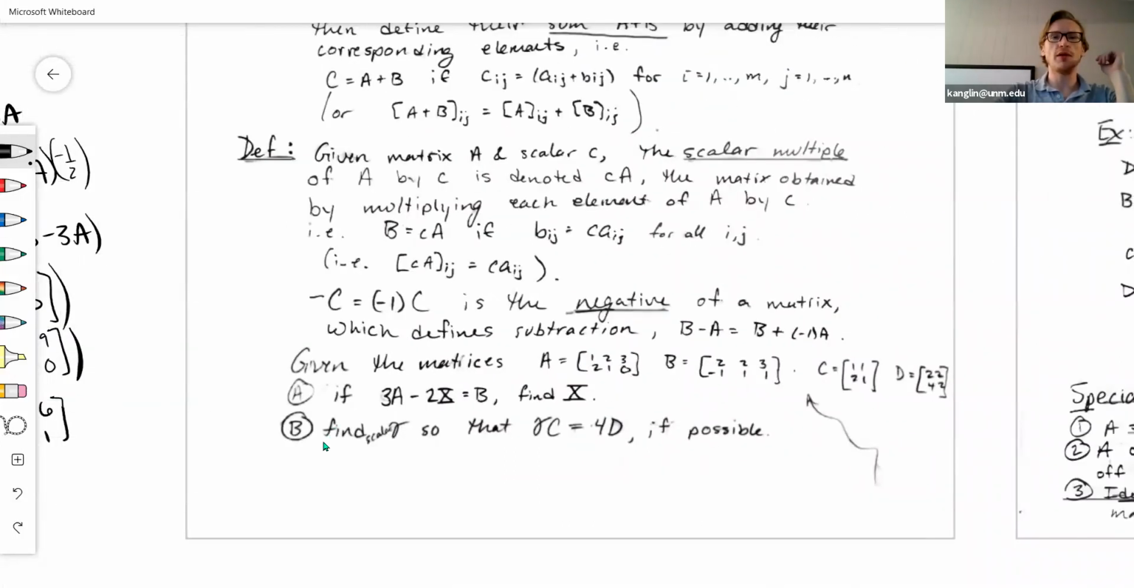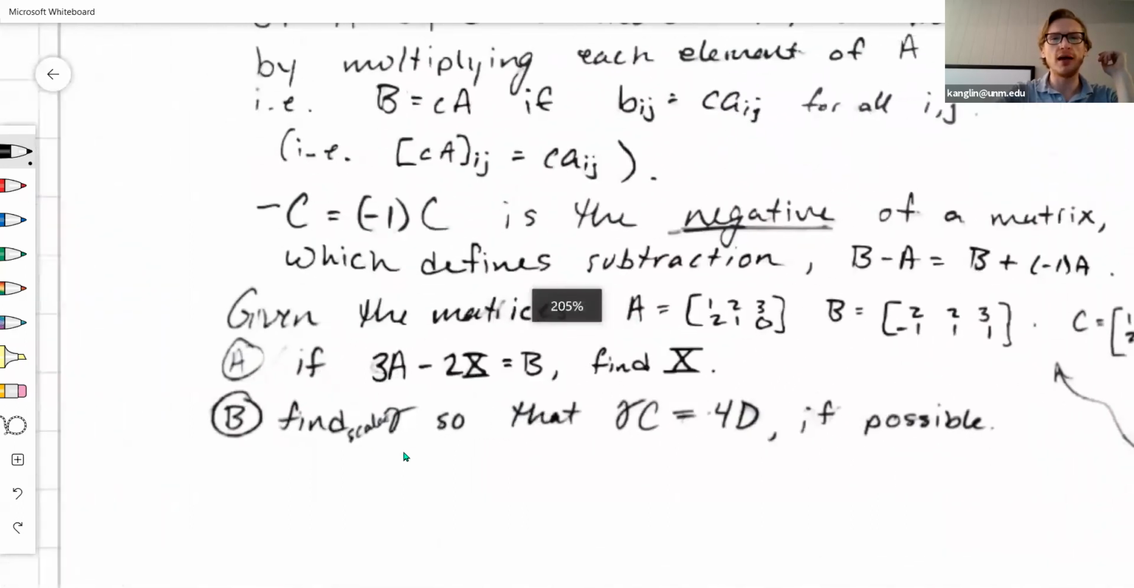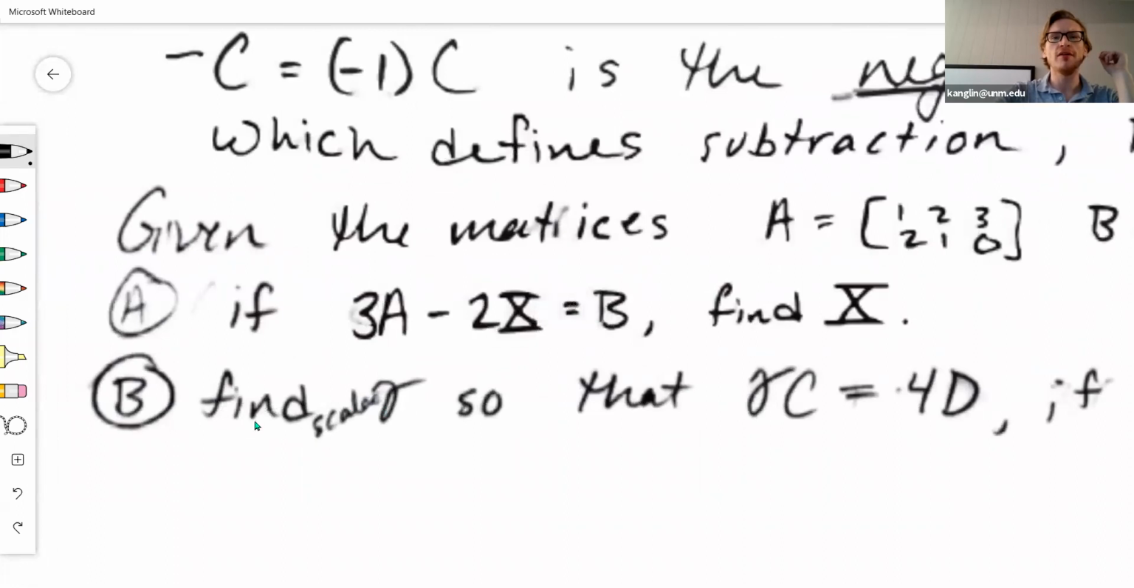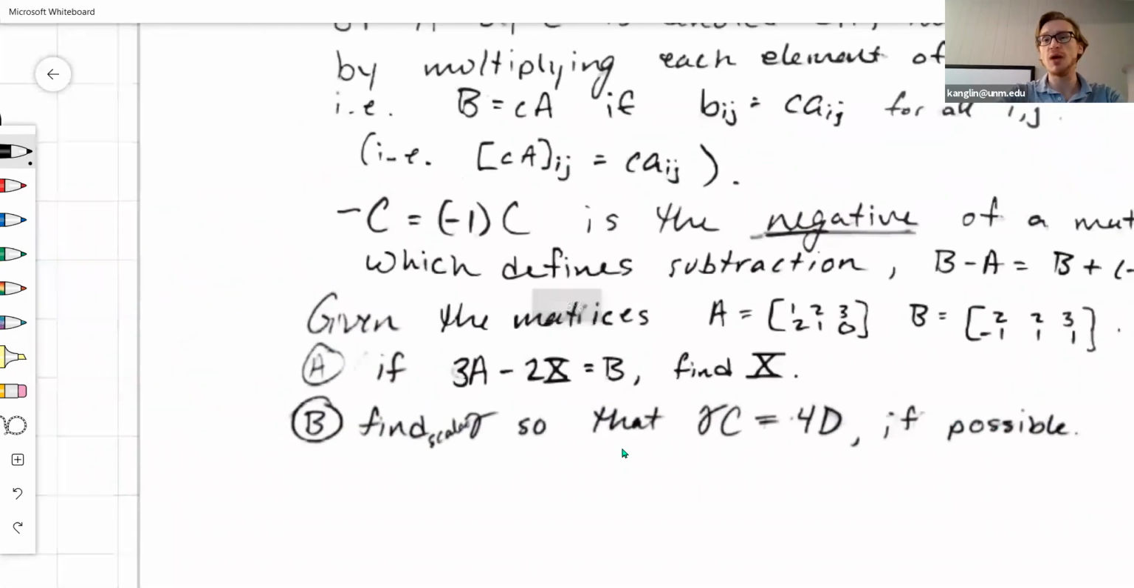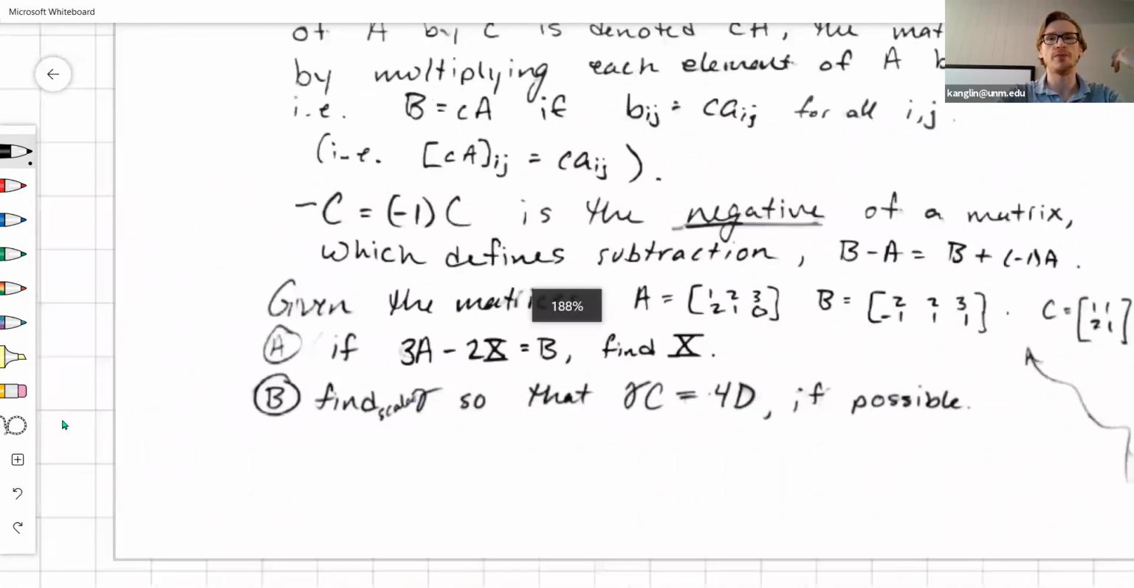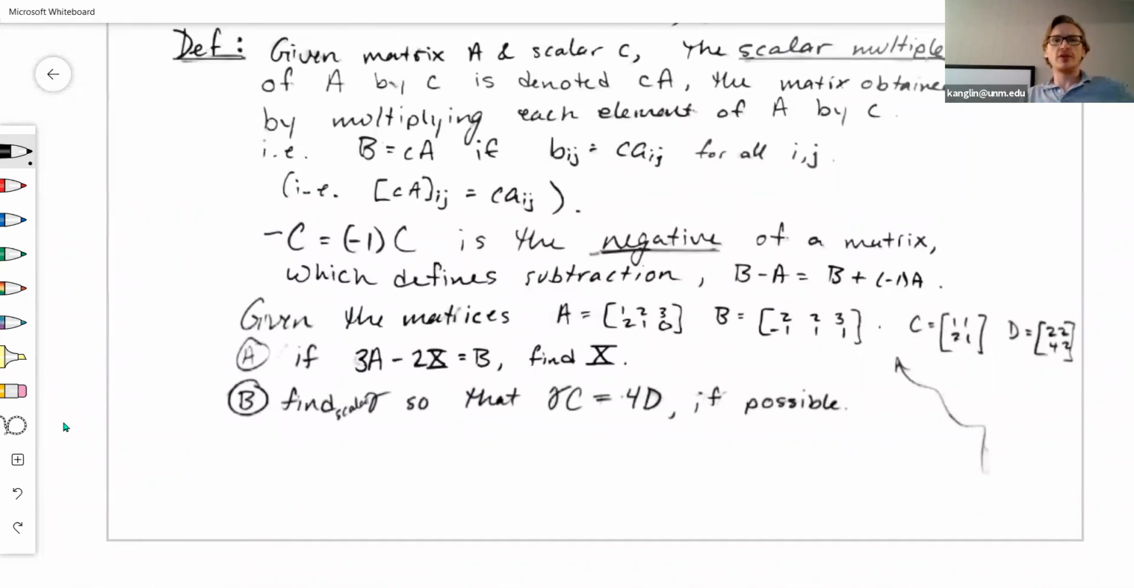So for this next part of this example, let's find a scalar gamma here. Sorry, my writing's not perfect here, a little crammed in there. Find scalar gamma so that gamma times matrix C equals 4 times matrix D, if it's possible for those two to be equal. So let's see what this is really saying. We're taking gamma times our C matrix equals 4 times our D matrix.